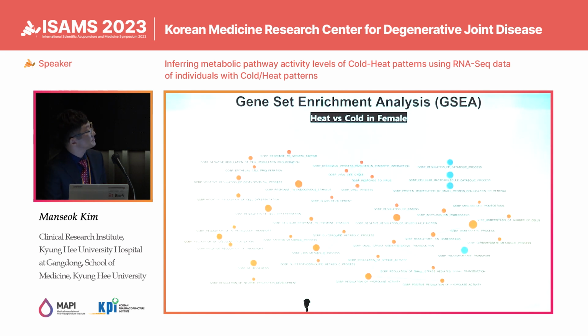And then for female, now you see more red colors, right? Which means female with heat pattern showed further alterations compared to female with cold pattern. And then we got some consistent findings. From the center, you can see lipid metabolic process, steroid metabolic process, and some cellular catabolic process, and so on. So based on those analyses, we decided to go further.